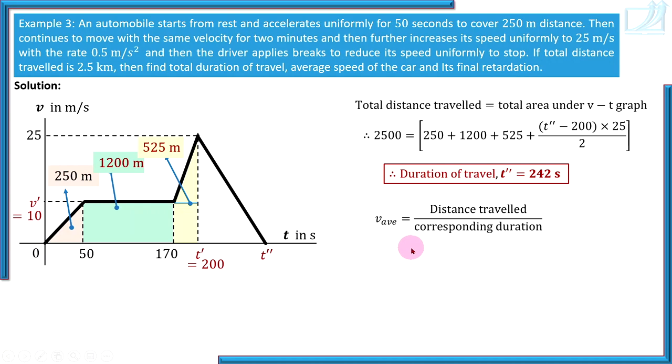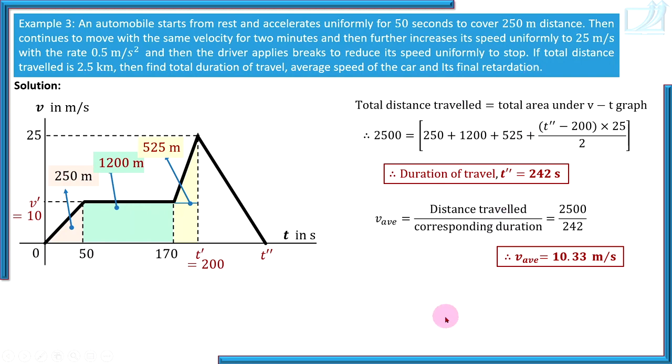Now distance travelled by corresponding duration. You are asked average speed. Listen, speed is continuously changing. Average speed means total distance travelled divided by total duration. So total distance travelled is 2500 and total duration is 242 seconds. So this is average speed.